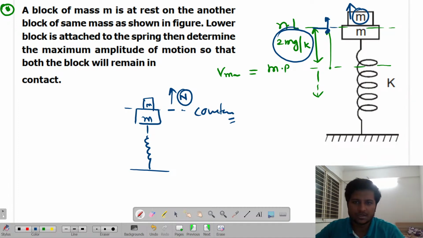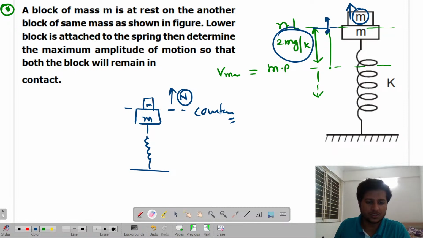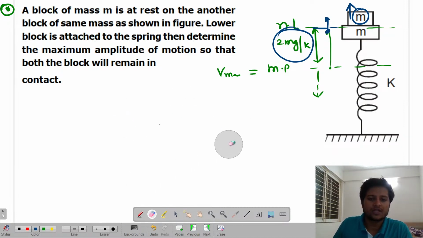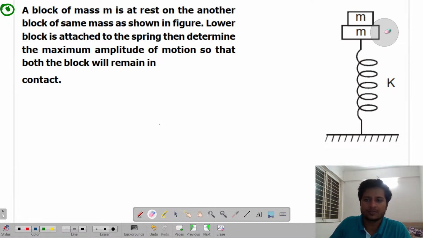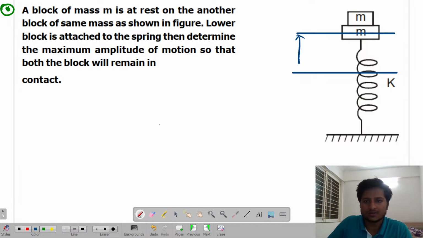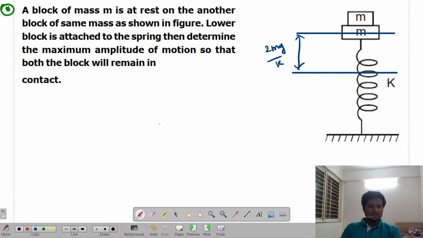Okay, so now look over here. Tell me one thing, think yourself and tell me: let me just erase this. When will the contact be left, beta? First of all, you need to understand that this is my natural length, this is my equilibrium point. Okay, that is how much? 2 mg by k. Yes. Now when will this contact be lost? When the normal becomes how much? 0.